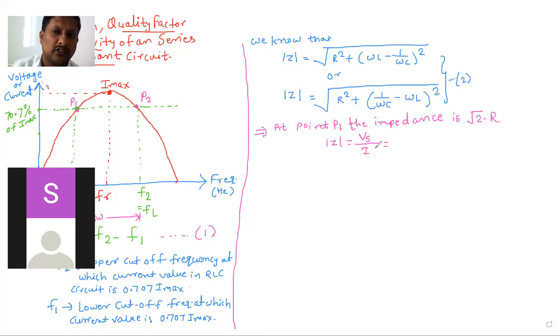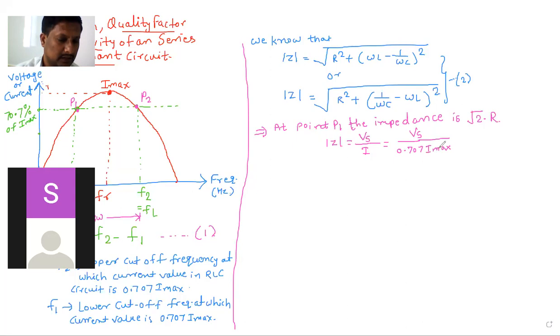Now what is the I value at resonance at P1? That is 0.707 into Imax. And Vs stays as it is. Vs as it is, I value is 0.707 into Imax. Now tell me, Vs divided by Imax, what is it?